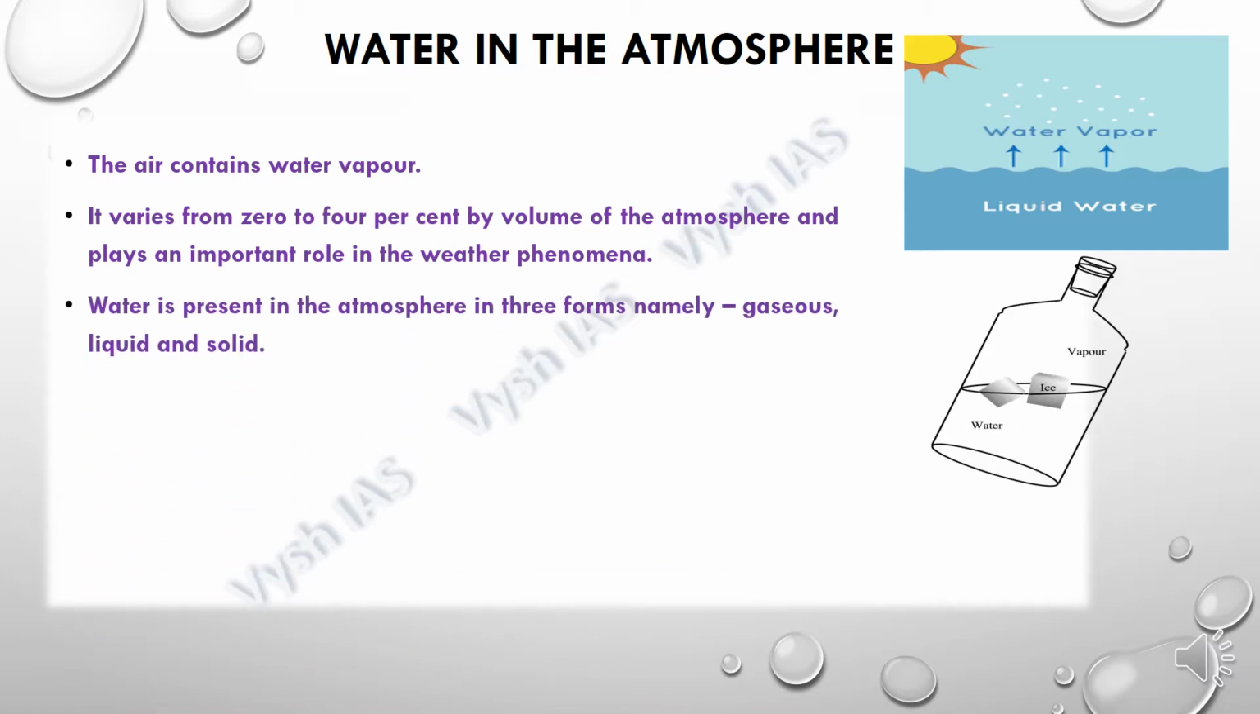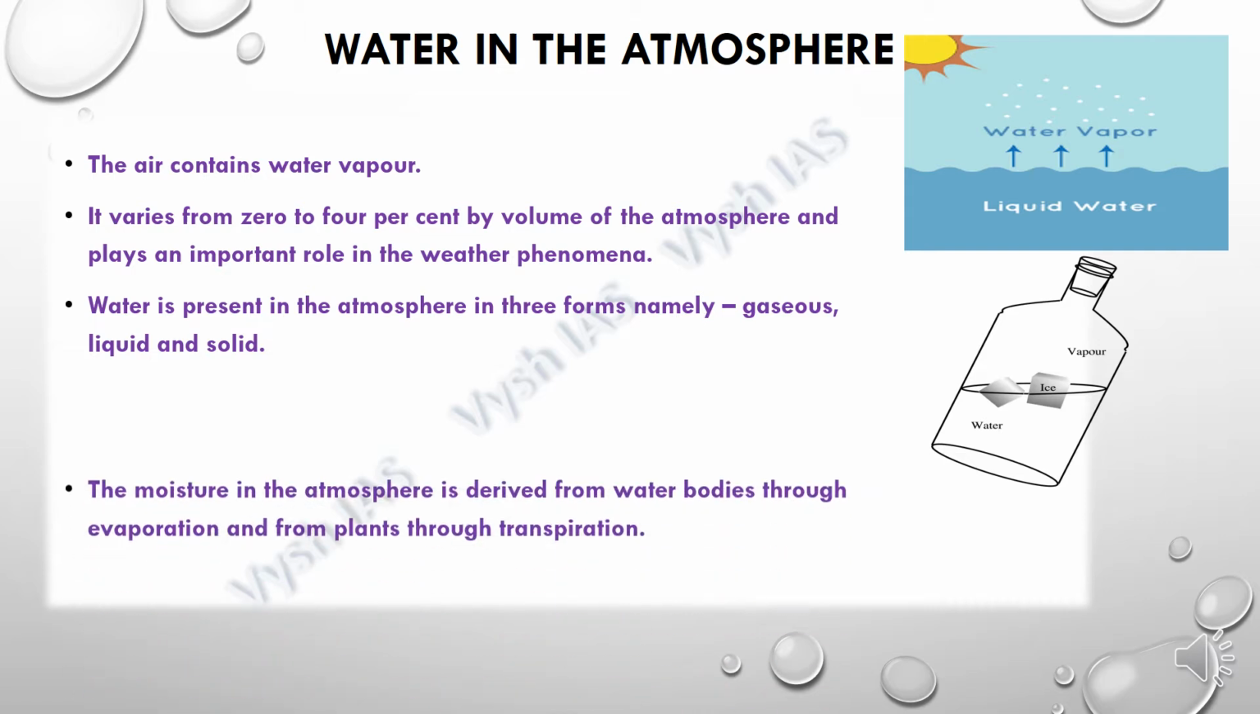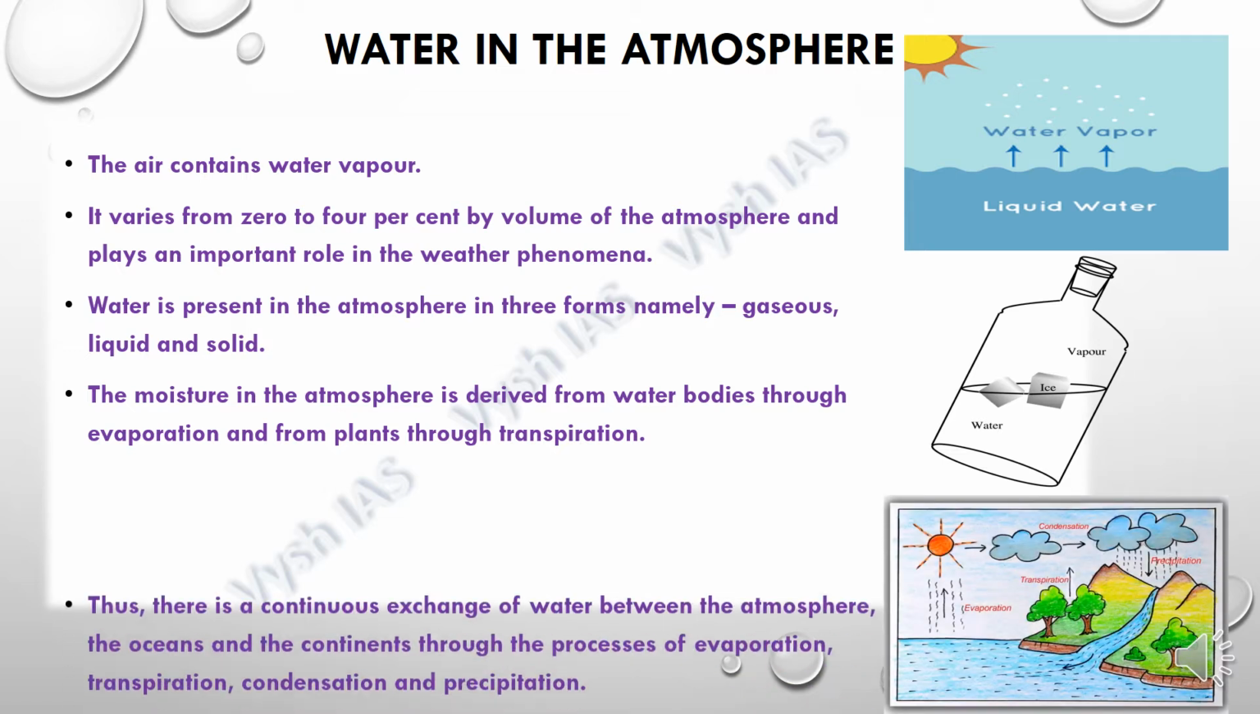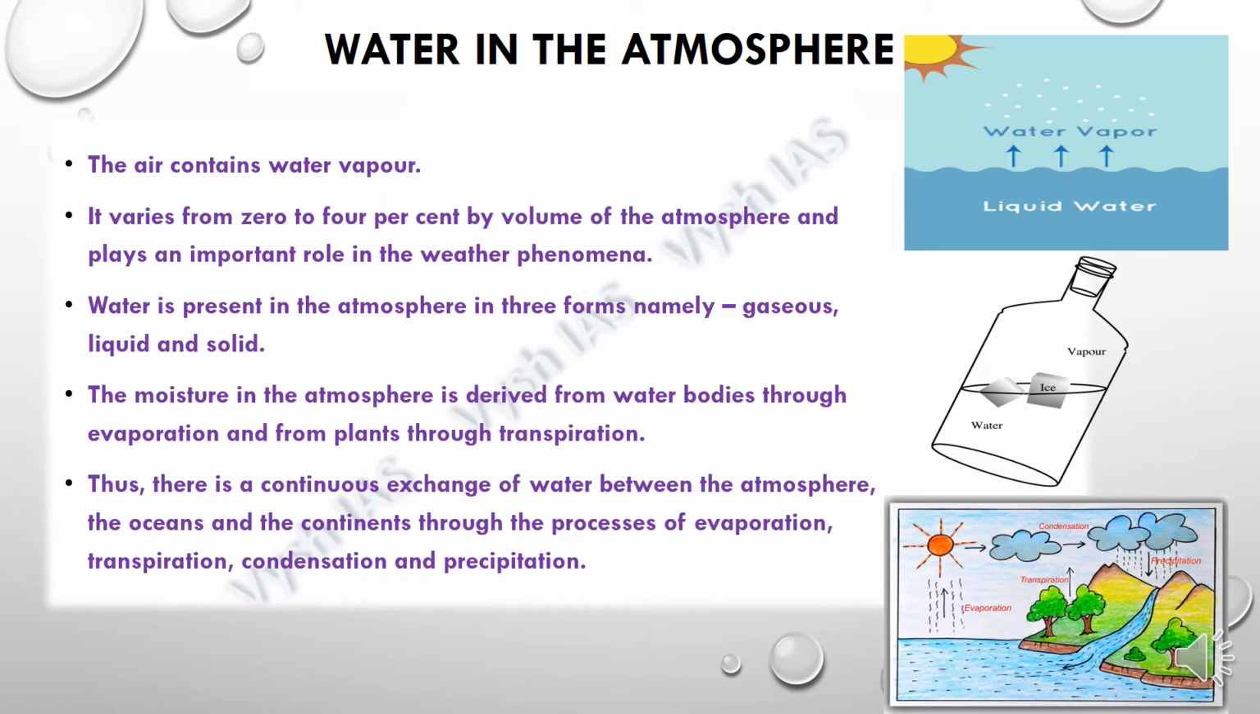Also, we can see water present in the atmosphere in three forms: the gaseous, liquid and solid state. The moisture in the atmosphere is derived from various water bodies through the process of evaporation, and also from plants through the process of transpiration. Thus, there is a continuous exchange of water between the atmosphere, the oceans and the continents through the processes of condensation, precipitation, evaporation and transpiration.